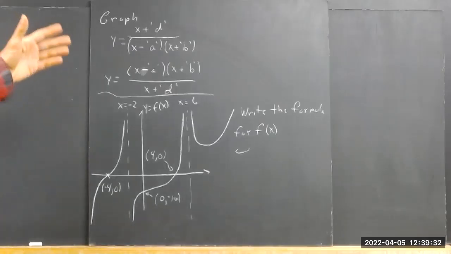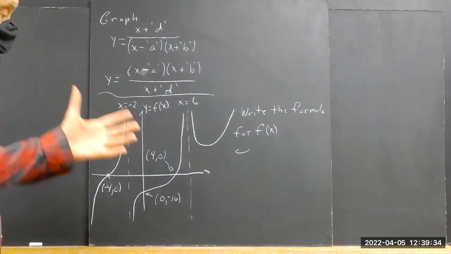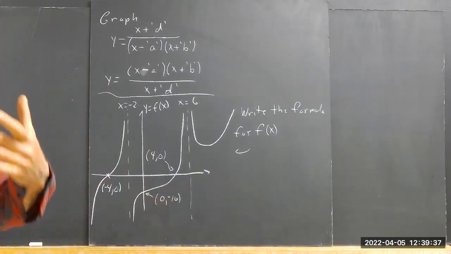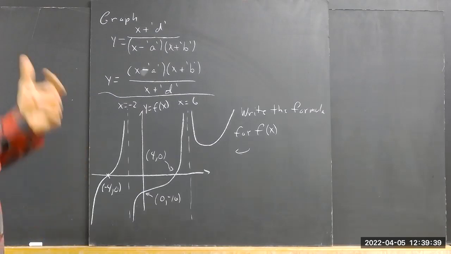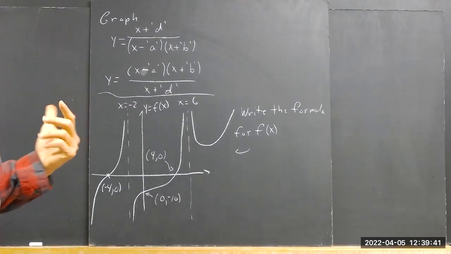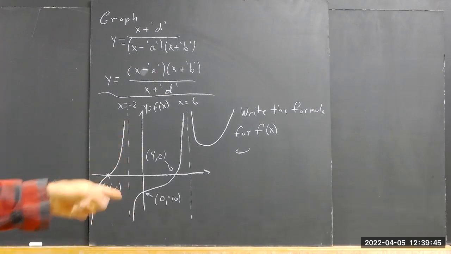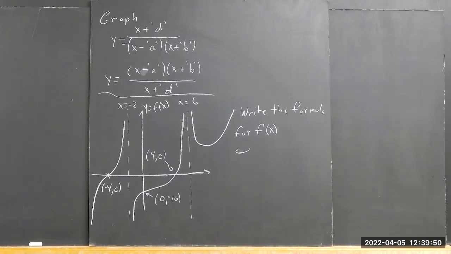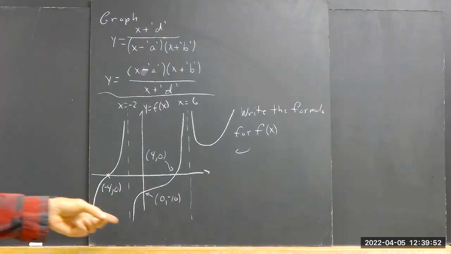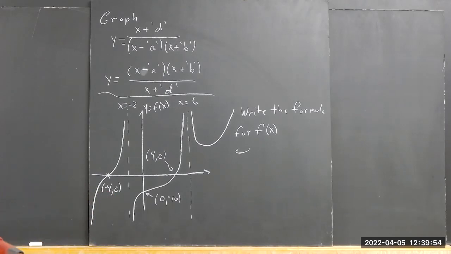Here are the quiz problems, and these are much like problems in the homework. You want to start by finding the zeros of the numerator and denominator, and then seeing what that tells you about the graph. In the case of this graph, you know the zeros of the numerator and denominator if you interpret the graph, and you can come up with a reasonable formula, hopefully a complete formula for f of x, although a complete formula would be a little bit of a challenge. Okay?